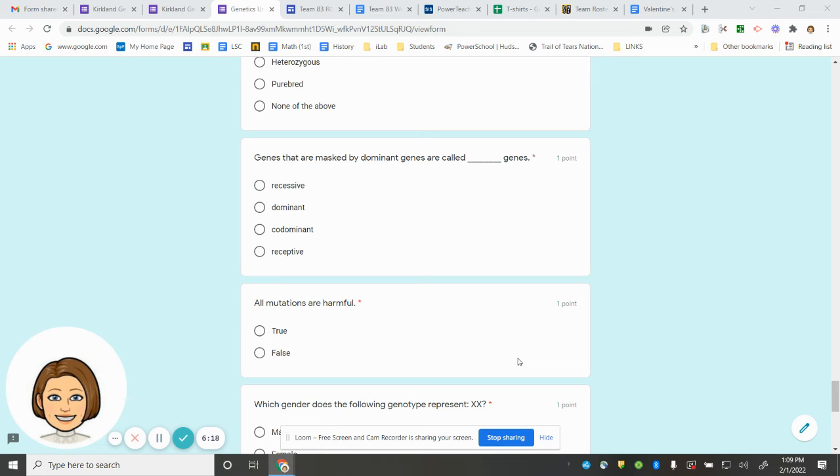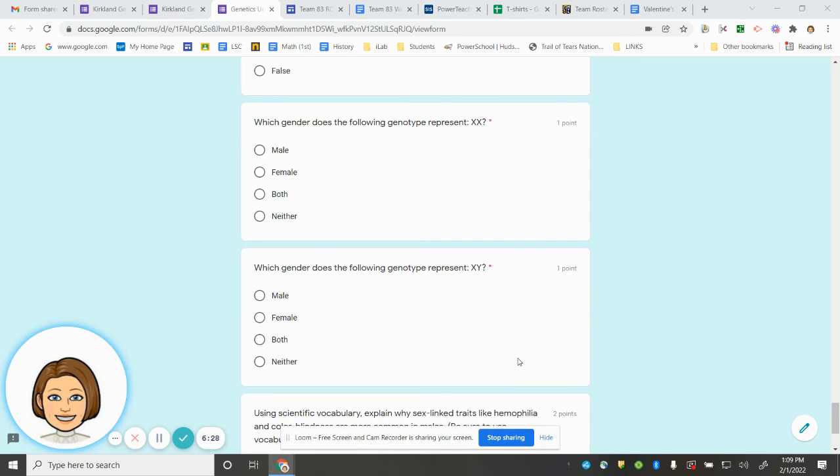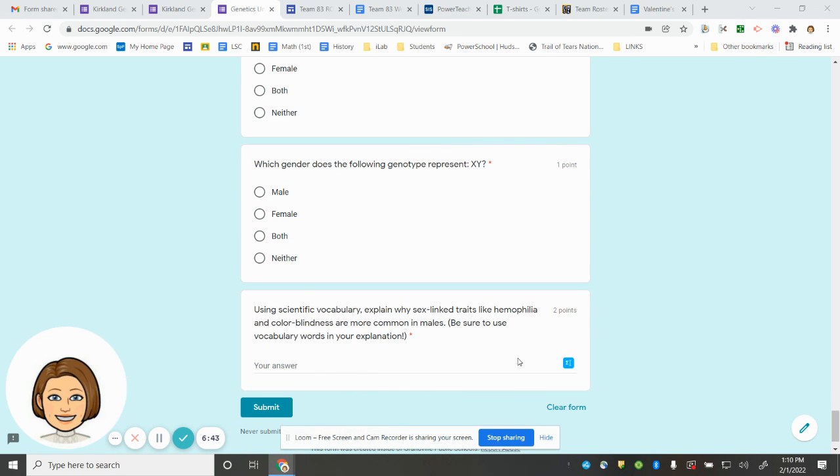Number 22. True or false? All mutations are harmful. True or false? Number 23. Which gender does the following genotype represent? XX. Is it male, female, both, or neither? Number 24. Which gender does the following genotype represent? XY. Male, female, both, neither.